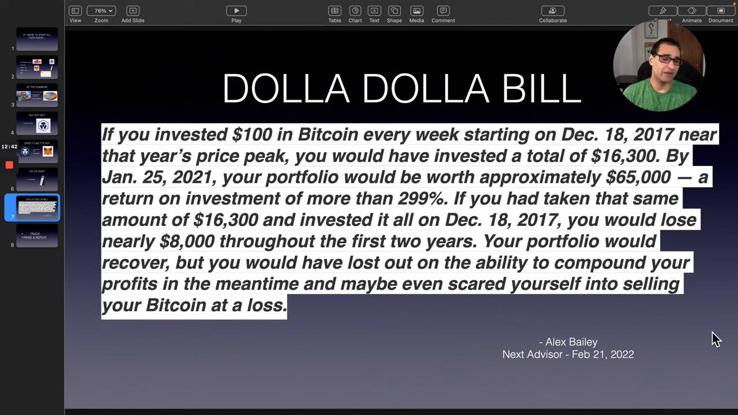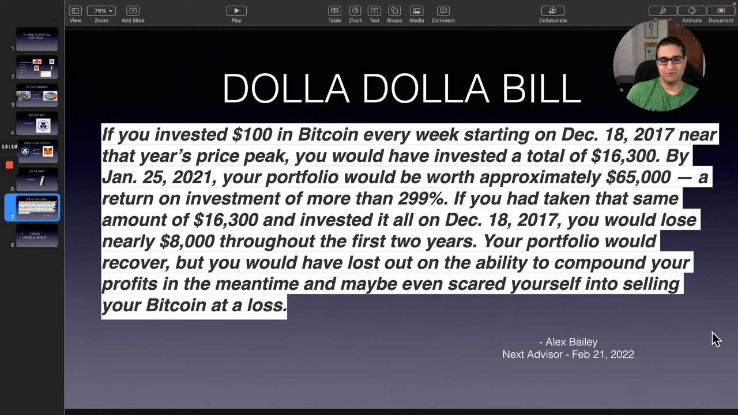If you took the same amount of total money and you put it in on that day of December 18th, you would have been down 8,000 for the first 2 years. The key point really is you scare yourself into selling your Bitcoin. Emotion is unbelievable. For any one of you who's been investing in anything, I mean, real estate maybe less, because you're not really checking prices on a daily or frequent basis. But if you're in the stock market, and definitely if you're in crypto, you'll see and feel the highs and the lows until you kind of get used to it.